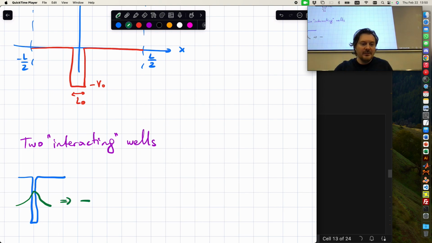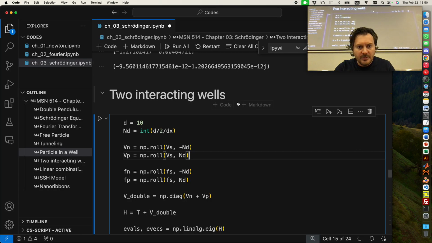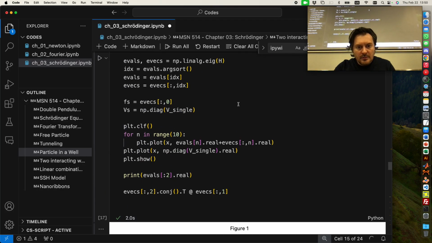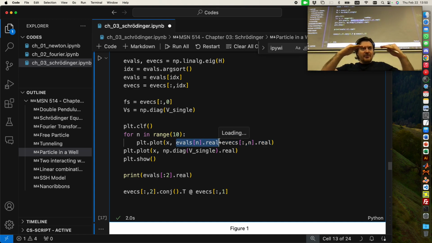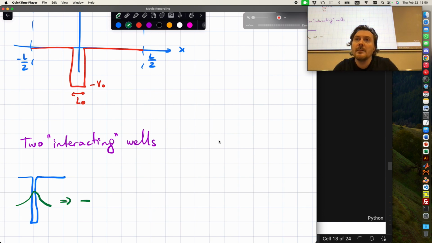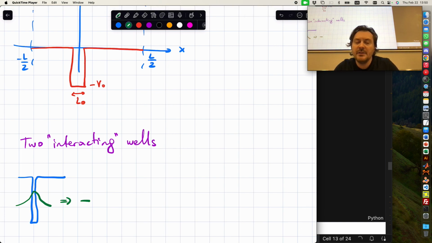By the way, I skipped that part of the code, but if you look here, I'm plotting the eigenvectors, but I'm adding the eigenvalues so that the zero of the plot is the level of energy. That's why you see them like that. Okay? All right. I think different units. Yeah, different units, exactly.